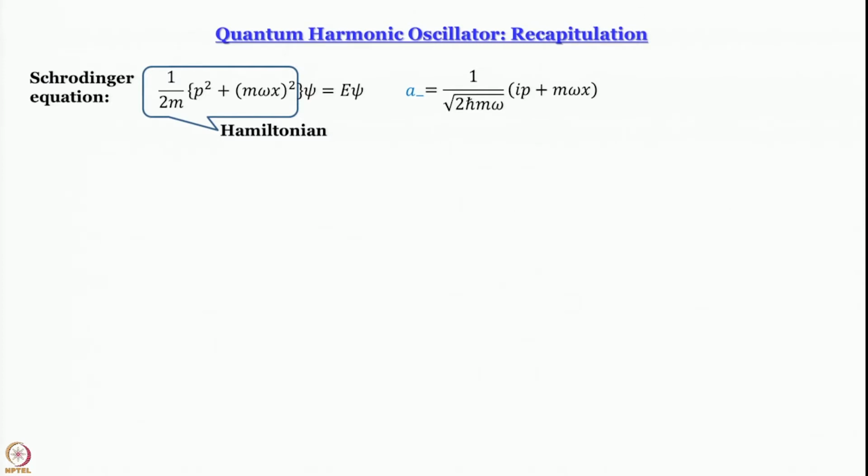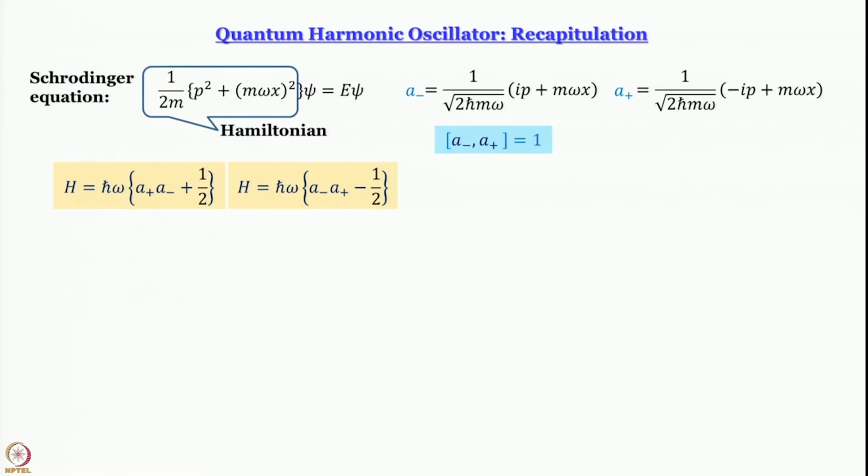Then we have introduced, and we have talked at length about this over the last 2 or 3 modules, 2 operators, A minus and A plus. These are called ladder operators, and we have studied various aspects of ladder operators. First of which is that the commutator between A minus and A plus is 1. Hence, we have learned how we can rewrite the Hamiltonian, this time in terms of the ladder operators. So, there are 2 ways in which we can write it, because the operators do not commute with each other.